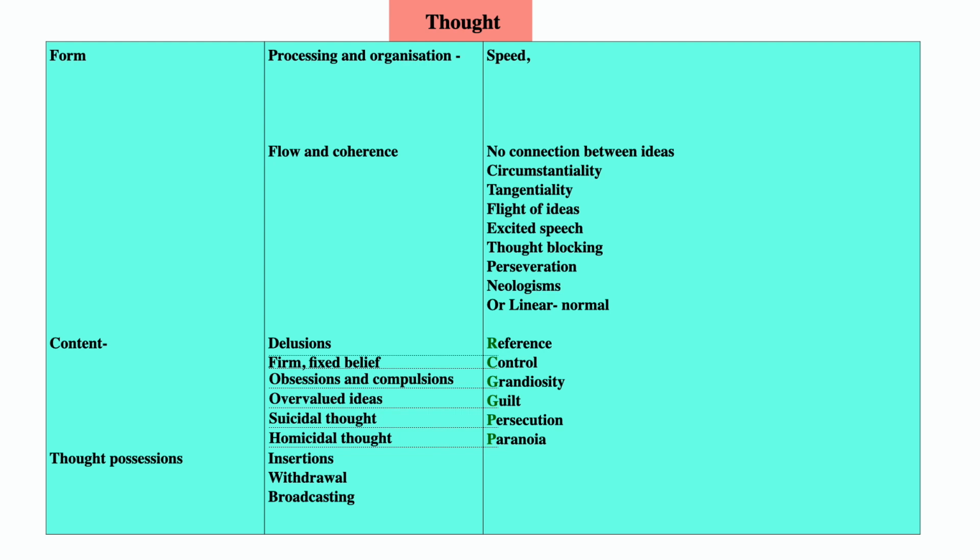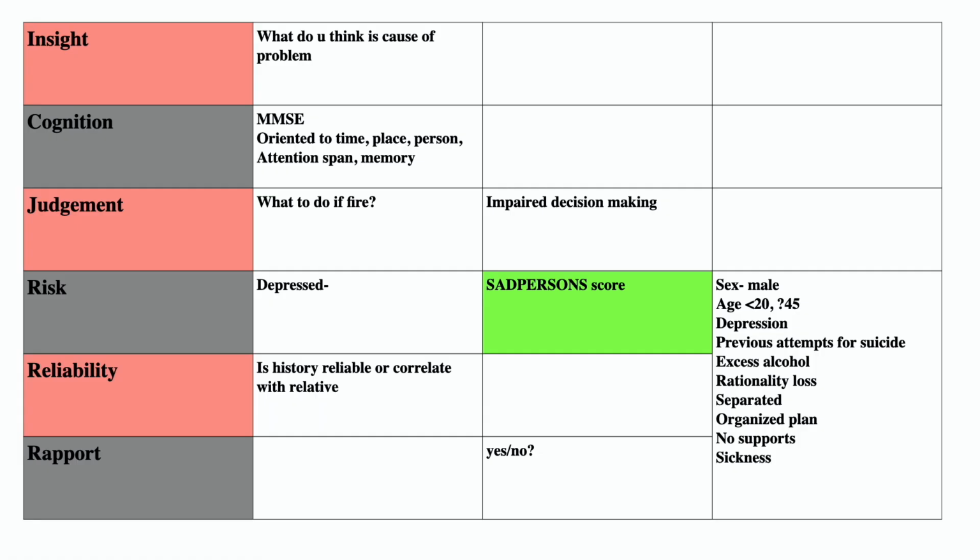Then we come to thought possession. That includes three things: thought insertion, thought withdrawal, and thought broadcasting. Then after thought is insight and judgment. Insight: what do you think the cause of the problem is? Do you think you have a problem and do you feel you need help? Whether the patient has insight.